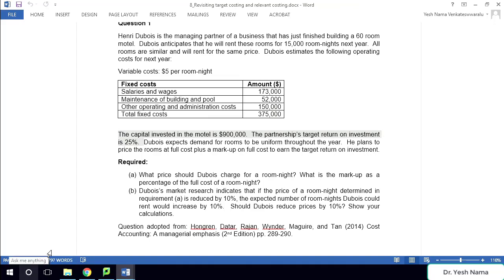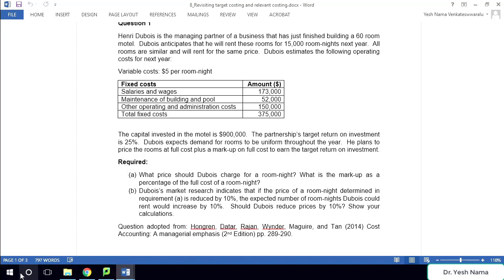Okay, so if 900,000 is the investment and target return is 25%, what is the return they are expecting? 225,000. Now Henry expects demand for rooms to be uniform throughout the year. He plans to price the rooms at full cost plus markup on full cost to earn the target return on investment. So what price should Henry charge for a room night? What is the markup as a percentage of the full cost of a room night?